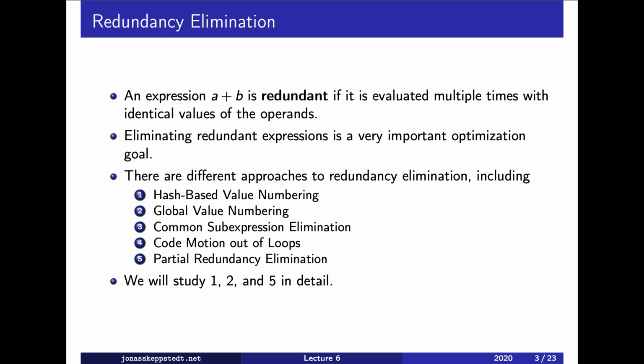Then global value numbering is done when we have already translated the program to SSA form. Common sub-expression elimination and code motion out of loops are actually performed in a better way using partial redundancy elimination. So they are not needed in a modern compiler.